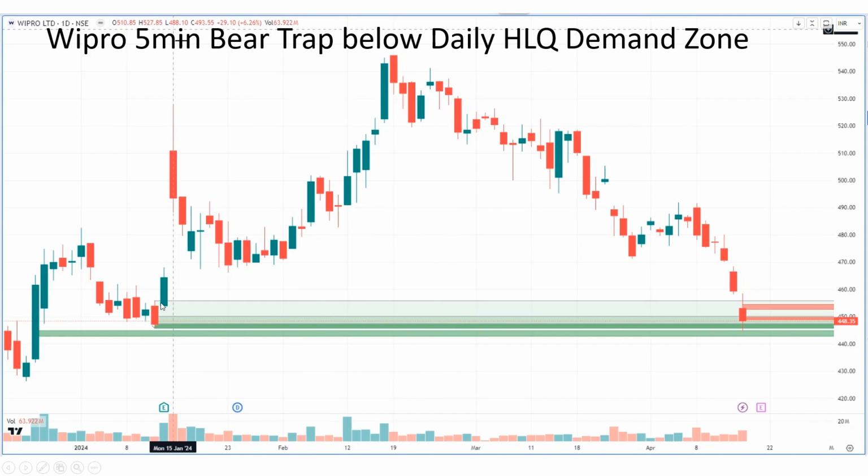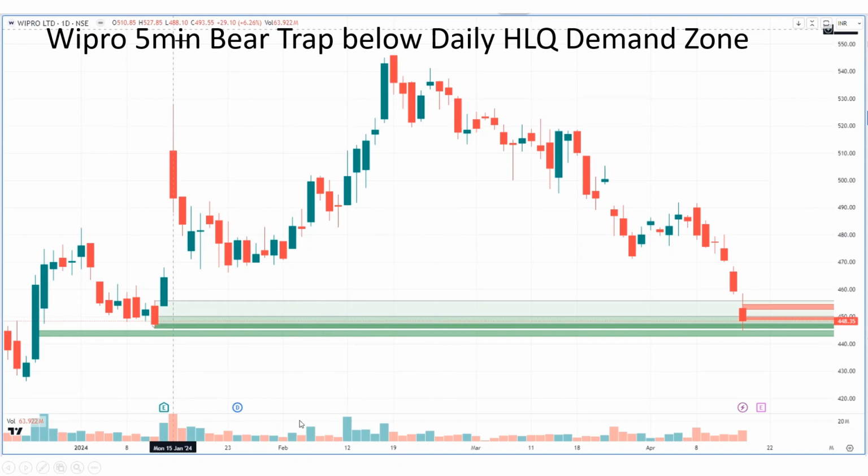What is fine-tuned? Suppose, let us assume this is a daily. Inside a daily, you have a 75 minute zone. Inside a 75, you have a 15 minute zone. That 15 minute zone is a fine-tuned zone. You may ask a question, can't we check for a 5 minute zone? We will check because we know the concept. Many people don't know this concept.